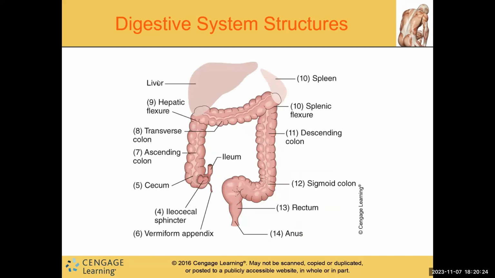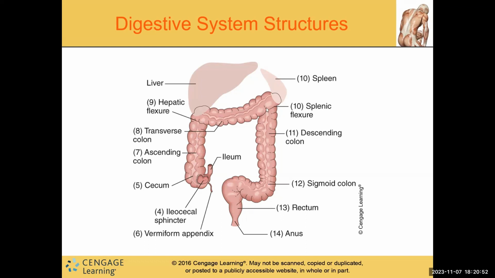Okay, so now we go into the large intestine, and then here it comes from the ileum, and then we go to the cecum, the ascending colon. So ascending means it goes up. Transverse means across. So the transverse colon is now large. These are a much larger intestine than we saw in the small intestine.